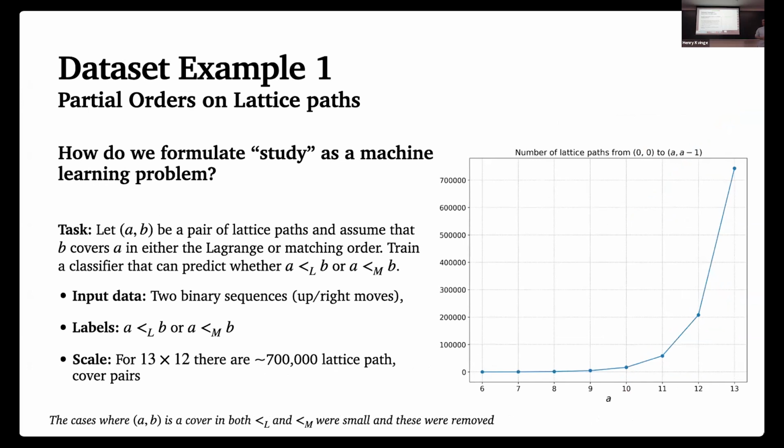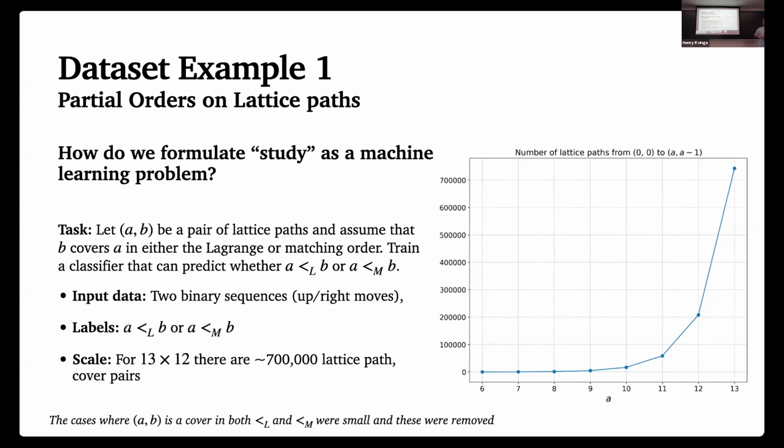So you can go ahead and start to make a data set with these. They're easy enough to compute. You can compute lots of them, probably more than you can train on. And of course, one of the nice things, from a machine learning perspective, for someone who comes from more mainstream machine learning, is that whereas in most of my work I have to be very careful about data, it's scarce and I have to use every bit of it, in this case I can generate as much as I want by scaling up the grid size. So when we're on a 13 by 12 grid, there are already 700,000 lattice paths, or lattice path cover pairs, which is a lot.